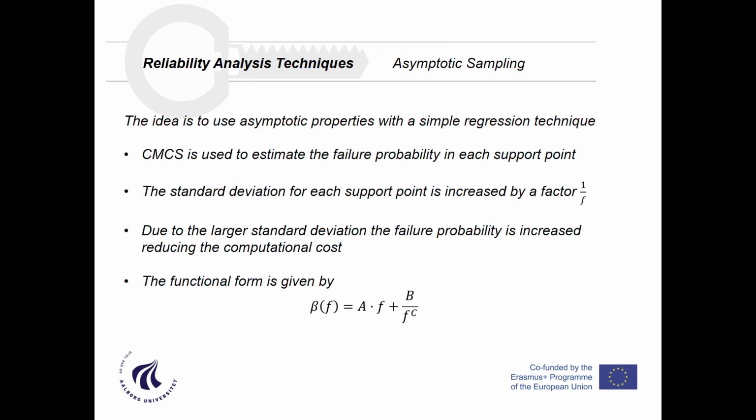And the last technique is called asymptotic sampling. And the idea is to use asymptotic properties with a simple regression technique. So Crude Monte Carlo simulation is used to estimate the failure probability at each support point. The standard deviation for each support point is increased by a factor 1 divided by f. And due to the larger standard deviation, the failure probability is increased, reducing the computational cost. And the functional form that we're going to use is given by this expression here.